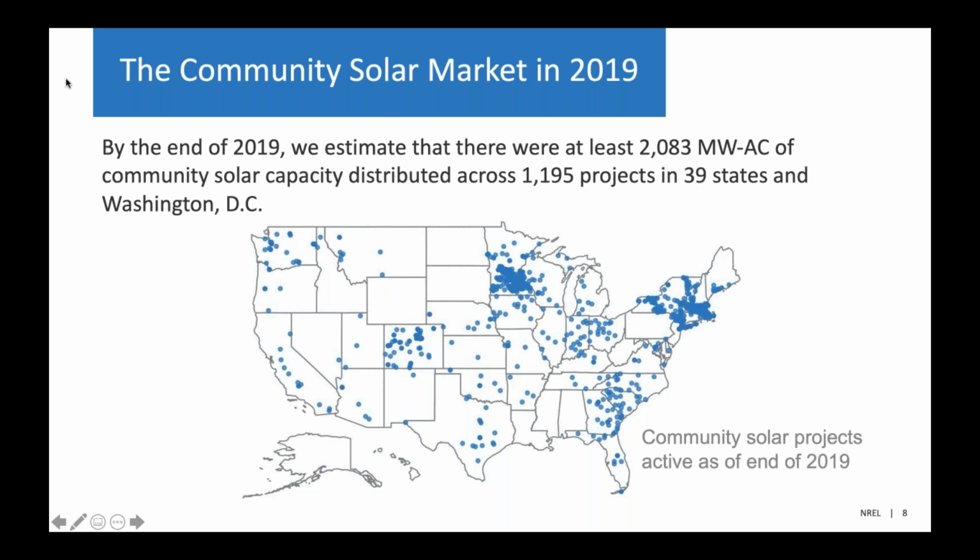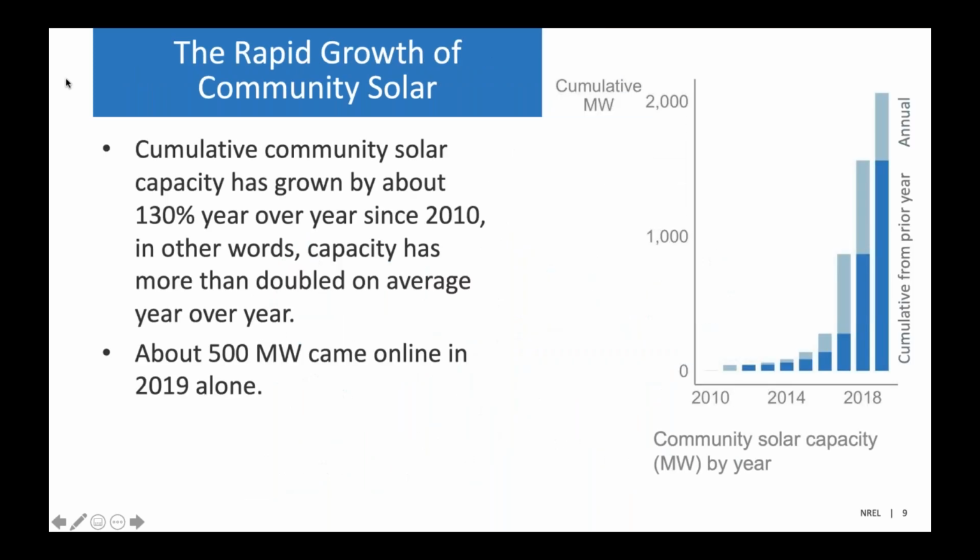really national leaders in community solar. Some of the really high level numbers, we estimate by the end of 2019, about 2,100 megawatts. So you can think about there's roughly 77,000 megawatts of solar in the United States. So it's a non-trivial chunk of that. It's something like 2%, 3% of all solar is in these community solar projects. We estimate that's spread across about 1,200 projects, and it's pretty broad geographic coverage, 39 states and Washington, D.C. So the majority of states have at least one community solar project.